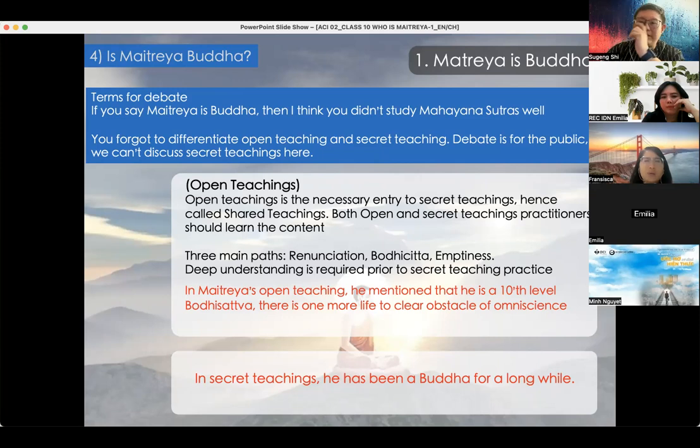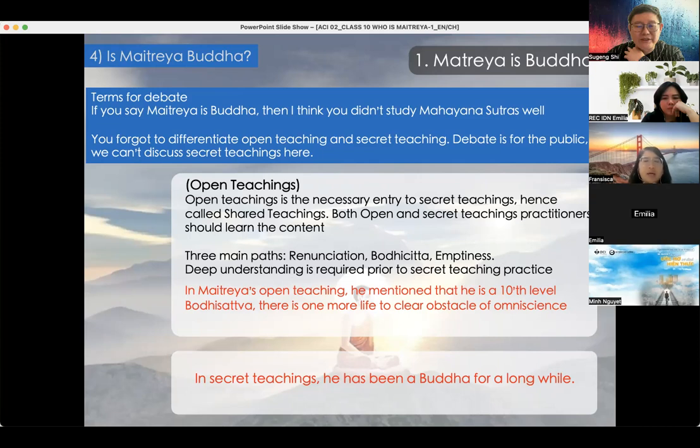Of course, this is a public debate, so this is an open teaching. We are not going to discuss the secret teaching here. Open teaching is necessary as an entry to secret teachings, therefore open teaching is called shared teaching. All practitioners learn both the open and secret teachings, but you need to start with the open before you go to the secret. In open teaching, we talk about the 3 main paths covered in ACI 1: renunciation, bodhicitta, and emptiness. We need a deep understanding of this before we can go into the secret teaching.